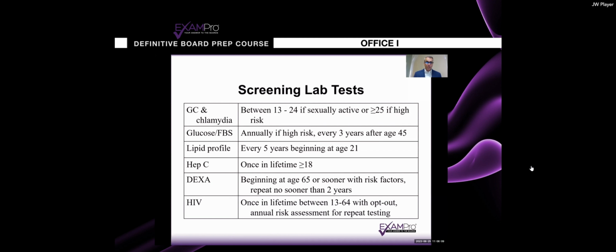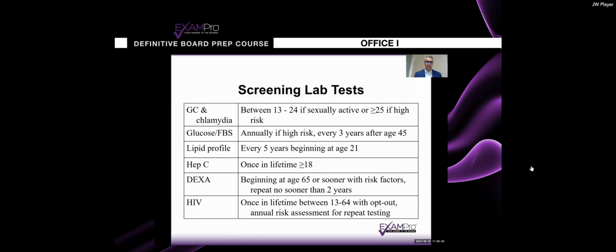I do want to remind you that screening for gonorrhea and chlamydia would be indicated and should be done for all patients under the age of 25. And I want to remind you that when one of those tests comes back positive, we should recommend or offer that patient a full STI panel. So keep that in mind.